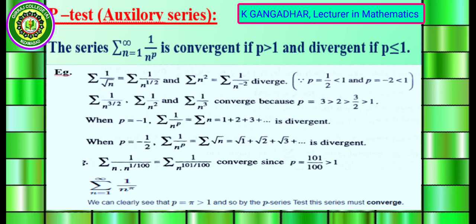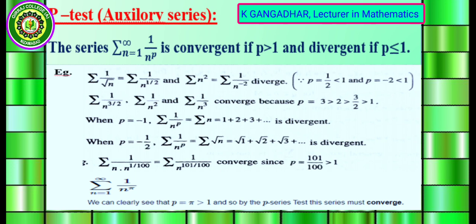So p equal to 1. By the p test, we say that sigma 1 by n is divergent. Next example, sigma 1 by root n, which is sigma 1 by n power 1 by 2. Here p equal to 1 by 2, which is less than 1. So by the p test, sigma 1 by root n is divergent.